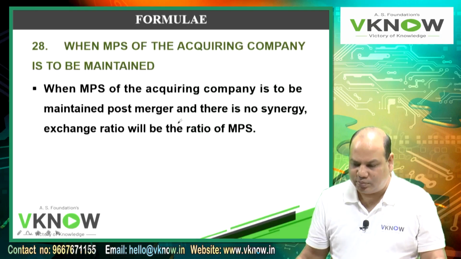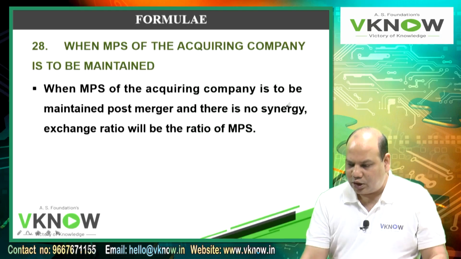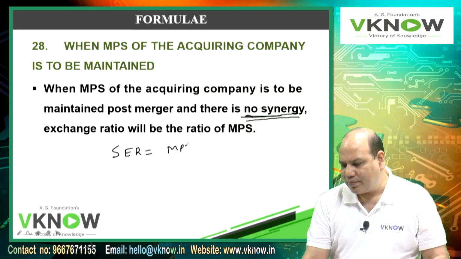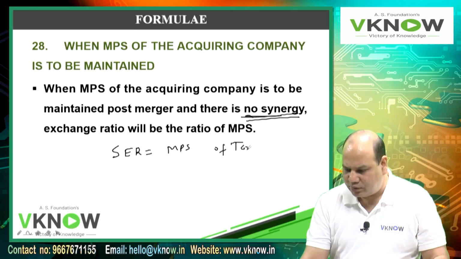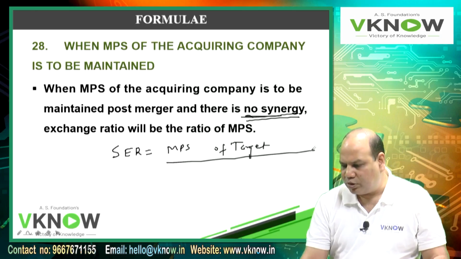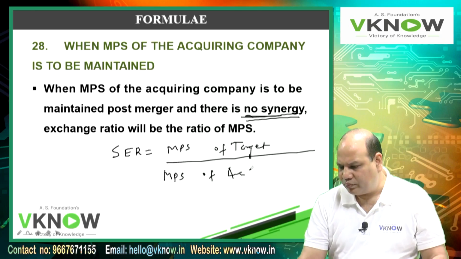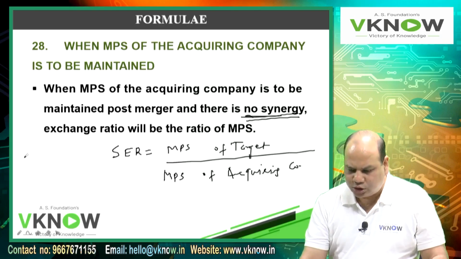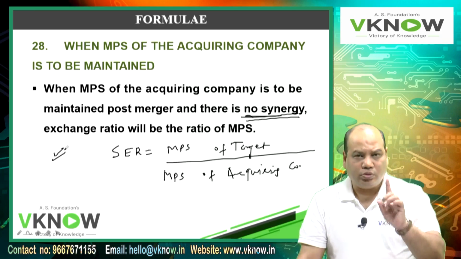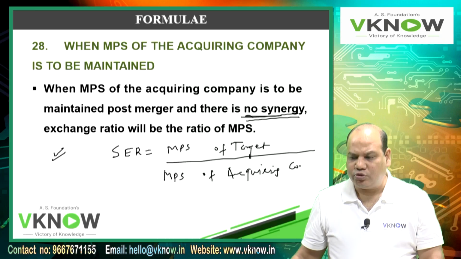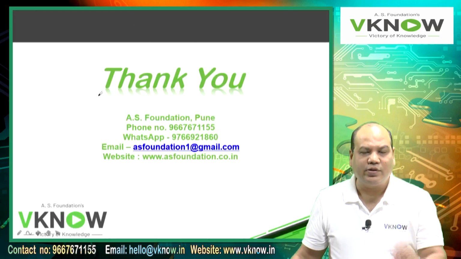If you want that post-merger EPS of the acquirer company should be maintained, and if the question says post-merger MPS of the acquiring company is to be maintained and assuming no synergy benefit, then the share exchange ratio would be MPS of target company upon MPS of acquiring company. Use these two shortcut formulae only when there is no synergy gain, right? So this was a very quick revision of mergers and acquisition.